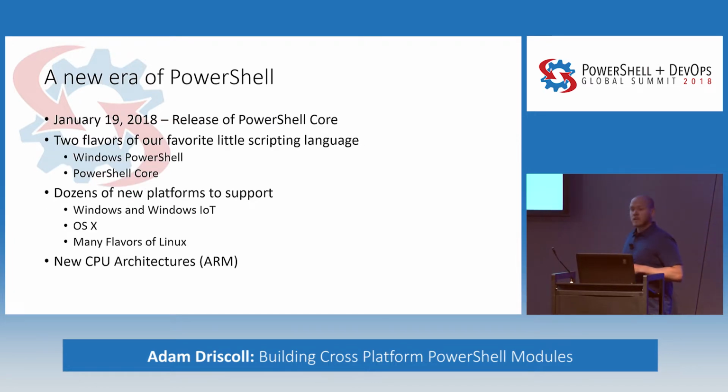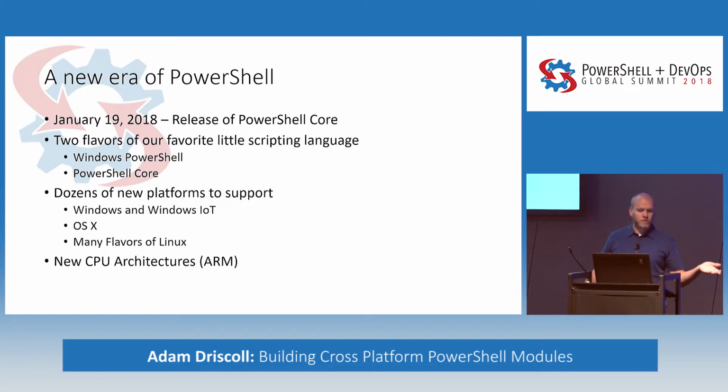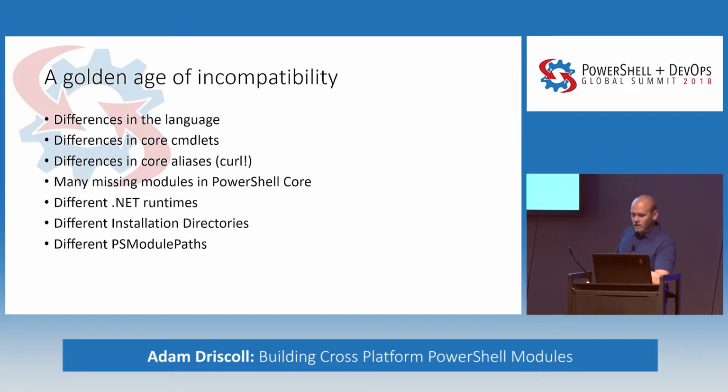So a little history of PowerShell Core here, I guess. I think the first official version was released on January 19th of this year. And now we have two flavors of our favorite little scripting language: Windows PowerShell and PowerShell Core. So there's dozens of new platforms to support: Windows, Windows IoT, OS X, all those different flavors of Linux. And then it also runs on ARM. I've actually had it running on my Raspberry Pi.